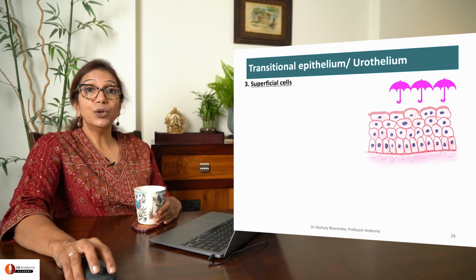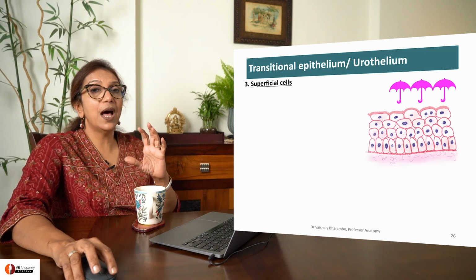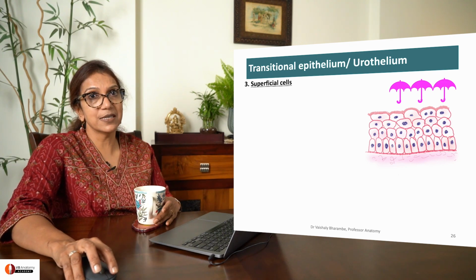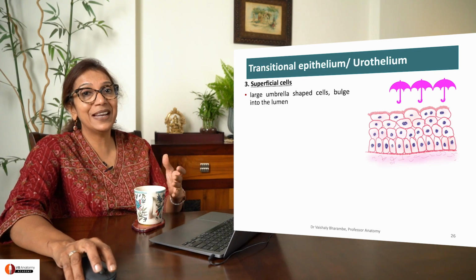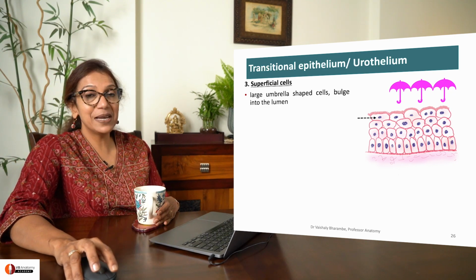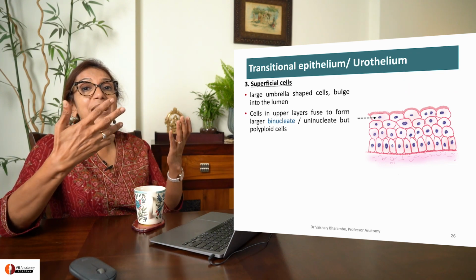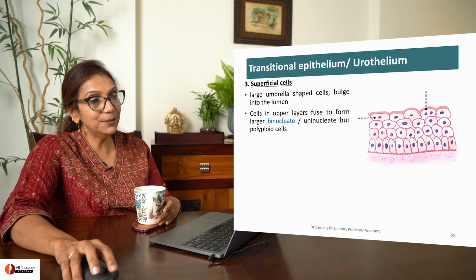So what is there on the top? The top layer is the superficial layer of large umbrella-shaped cells. Okay, you can see umbrella, that is only to trigger your memory. So these are your umbrella-shaped cells. Some of them might even fuse together to form binucleate cells as seen here.